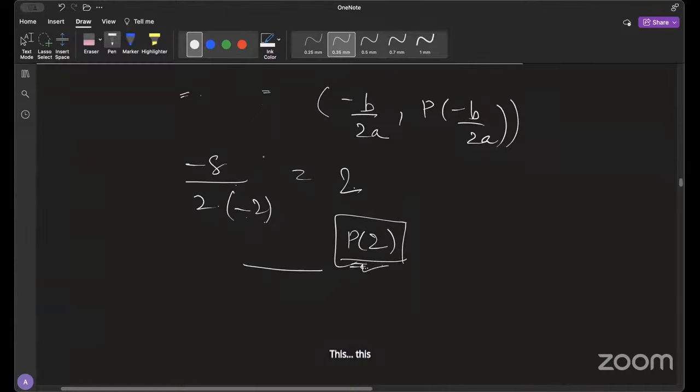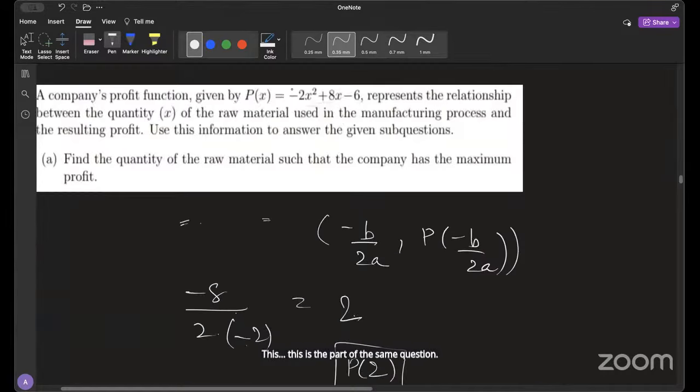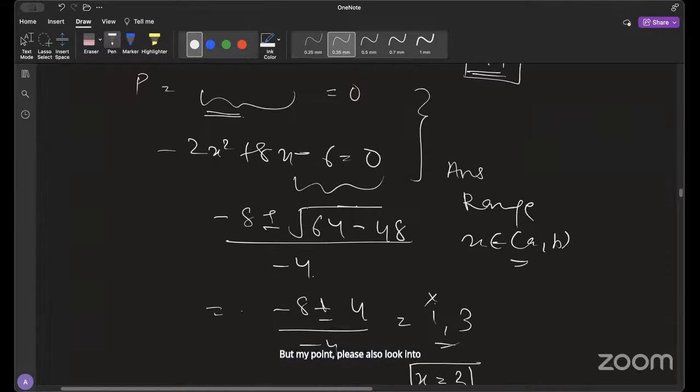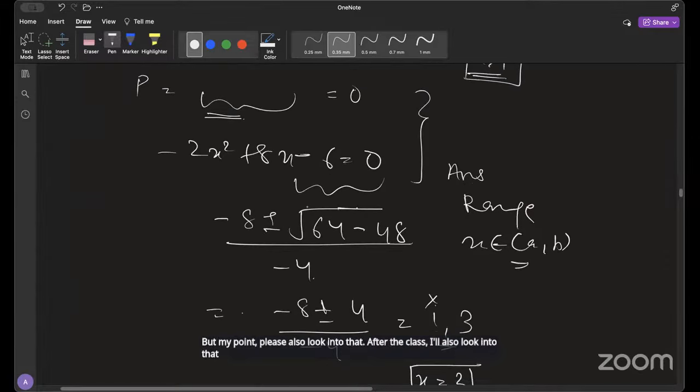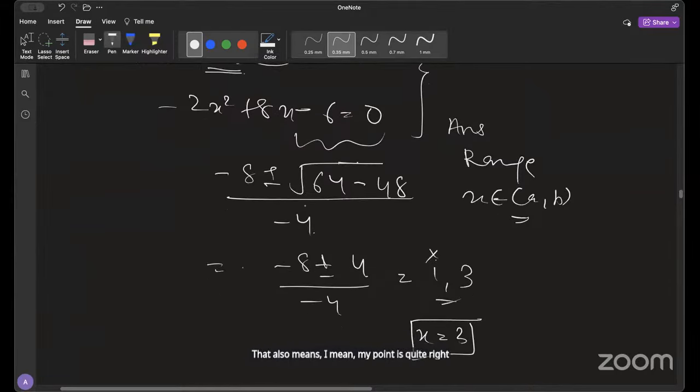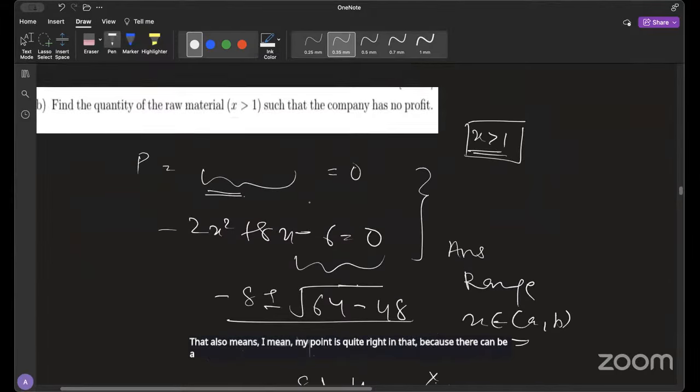This is the B part of the same question. The equation is given here. But my point, please also look into that. After the class, I'll also look into that, because if there is a negative profit, my point is quite right, because there can be a case of that. And my point is quite valid, ma'am. It has to be in a range. It's not in the range format.